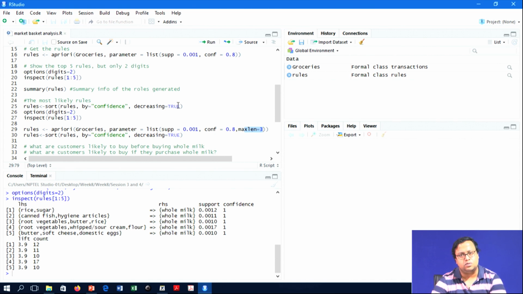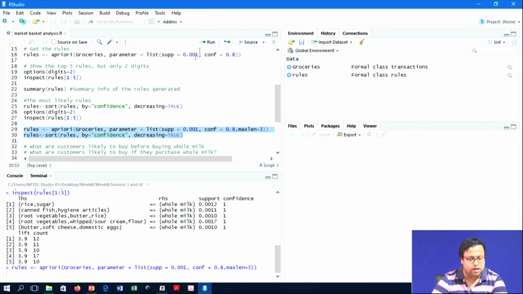So, if I just want to limit the size of the rule, I can set max length equal to 3. Max length equal to 3 means the maximum length, both right-hand side and left-hand side included, the length of the rules will be 3 items at max. Now if I do that and sort it by confidence, what will it look like?